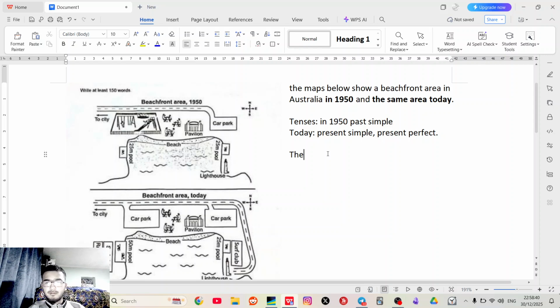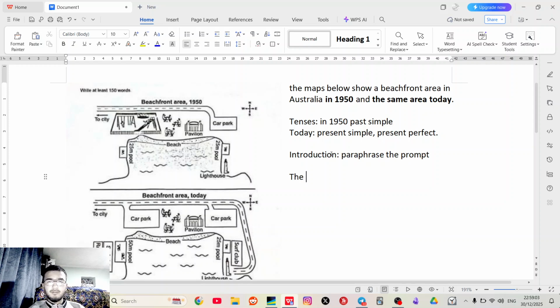And it's maps, so I'm going to write my introduction. And if you don't know how to write introductions for Task One questions in IELTS, it's really simple. You need to only paraphrase the prompt, and that's enough.